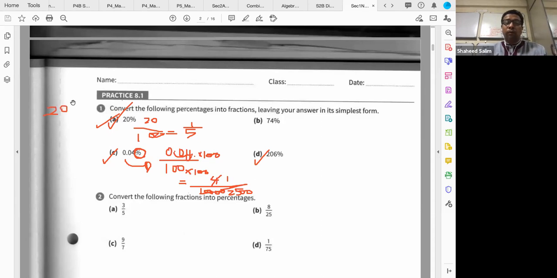The next one, very simple. 2.06. Over what? It's over 100. Why over 100? Because it's percent. Yes, well done, Rahana. So now how? This one you can divide, right? You will get 2 whole 6 over 100, correct? And then divide some more, the 6 you can divide some more. You get 2 whole 3 over 50. If you cannot understand, please send me a message, on the chat or whatever, say I don't understand, please.